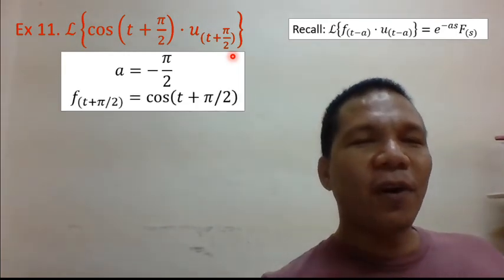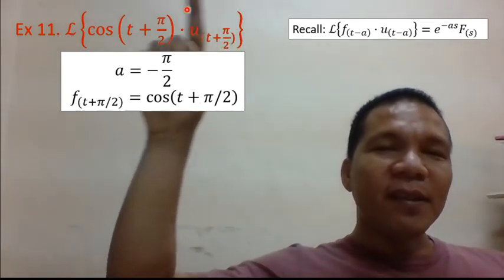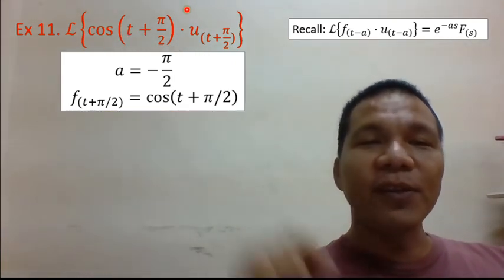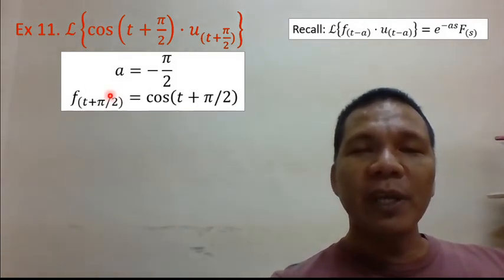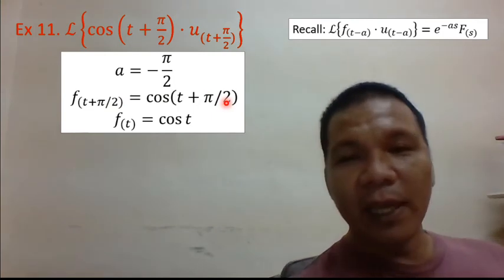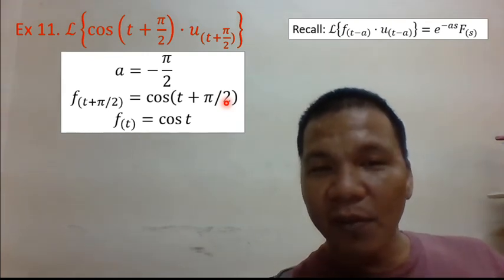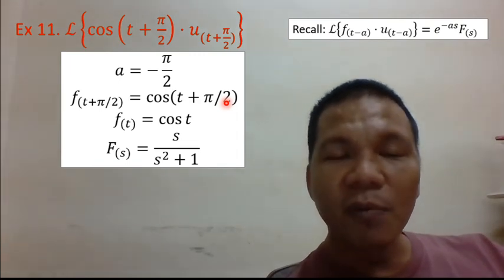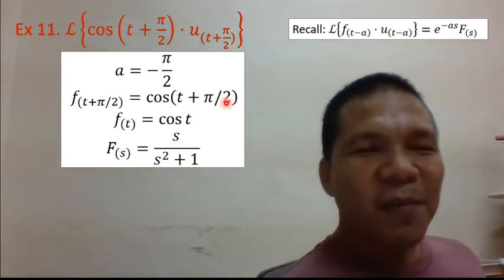Now what is your f of t plus a? Your f of t plus pi over 2 is this term, cosine t plus pi over 2. Now, if we remove pi over 2 here and pi over 2 there, the result would be function of t only. Since we have the function of t, we can now solve for the function of s. Take note, the Laplace transform of your function of t is equal to function of s, which is s all over s squared plus 1.